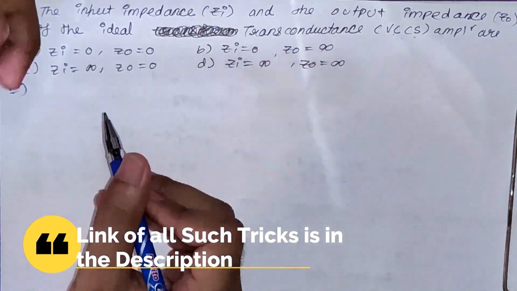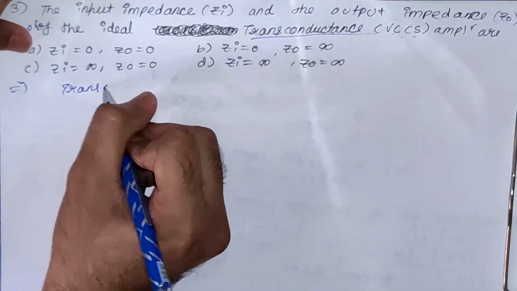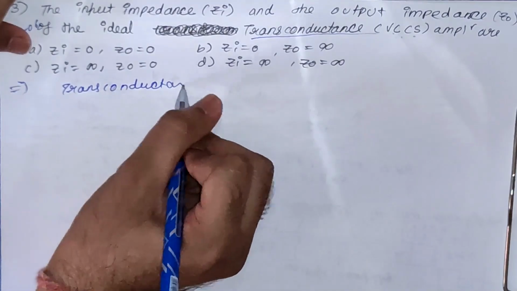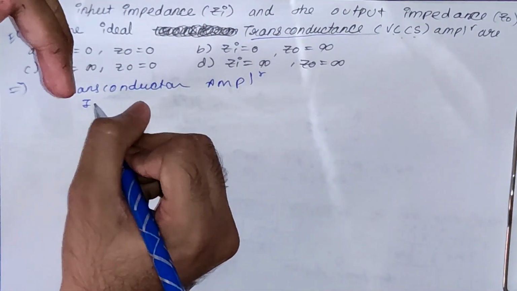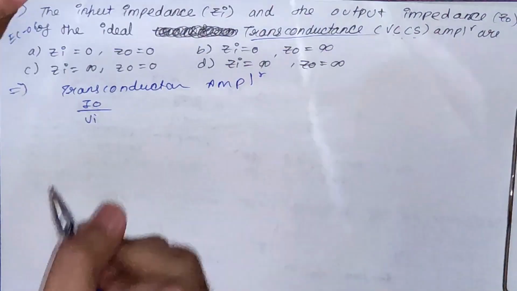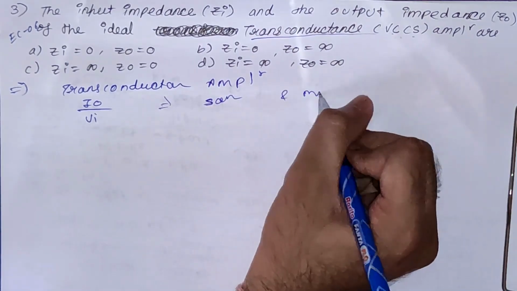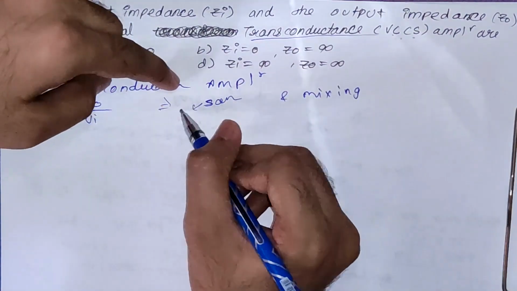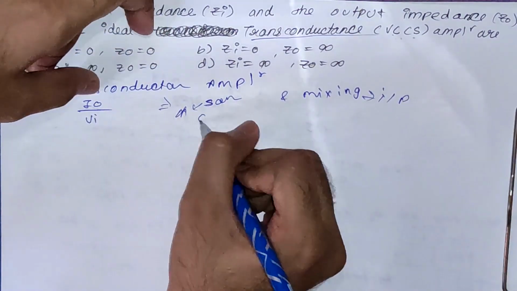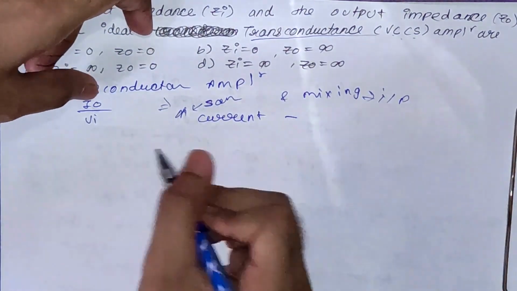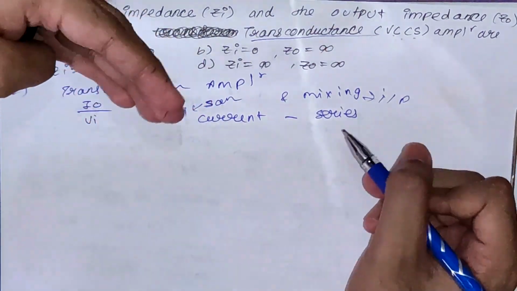So the first thing we do, we directly attack the naming. Naming is transconductance amplifier. Transconductance amplifier means at the output you will have a current and at the input you will have voltage, right? So if you write this transconductance amplifier in sampling and mixing format, this will be at output and this will be at input. At output we have a current, so we write it as current sampling, and at the input we have voltage, so voltage is basically series, right? So this is the format we are most aware of.